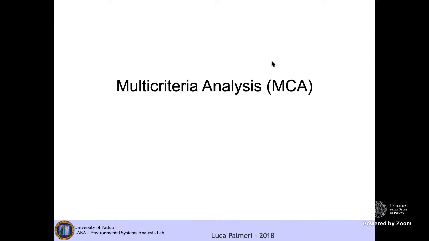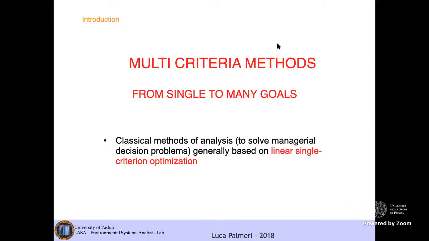What is the multi-criteria analysis model? It is a decision model that is based, as the name says, on multi-criteria methods. The idea is that of passing from a single goal to multiple goals. Generally, classical methods of analysis to solve managerial decision problems are based on linear single criterion optimization.